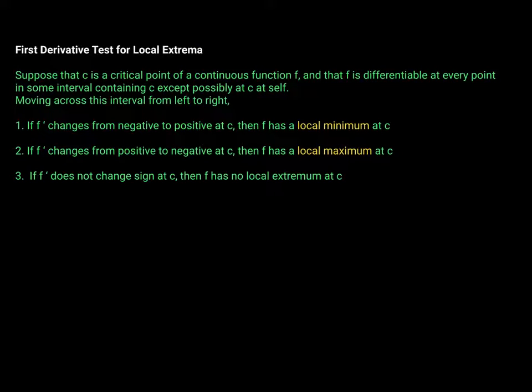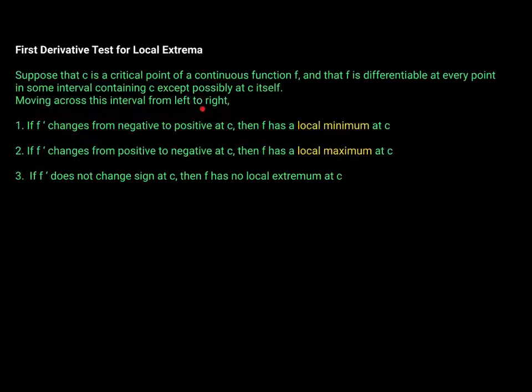All right, now here is the first derivative test for local extrema. Suppose that c is a critical point of a continuous function f, and that f is differentiable at every point in some interval containing c, except possibly at c itself. I need to change that. There. All right. Now watch this.